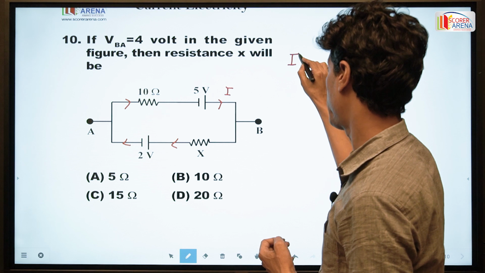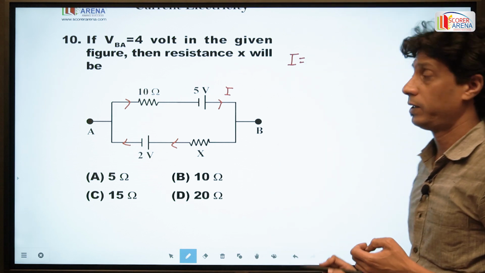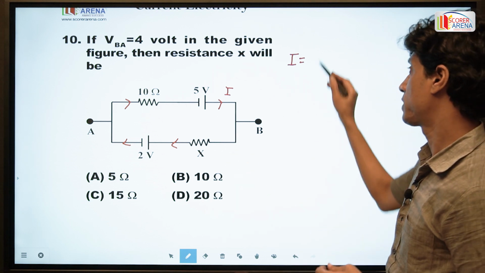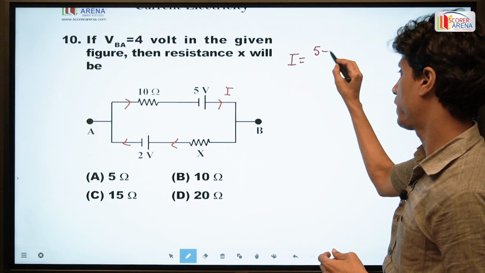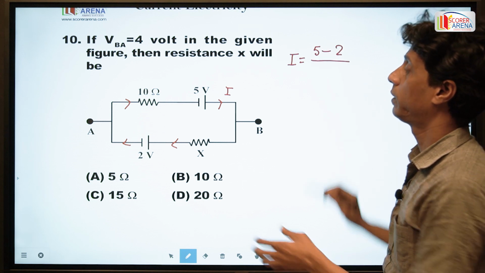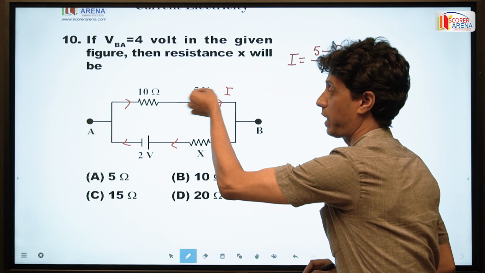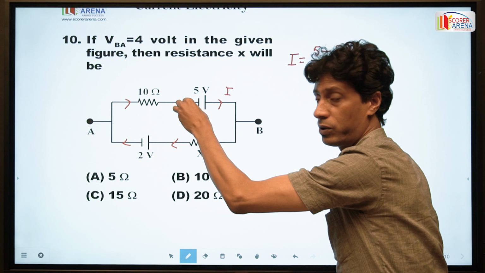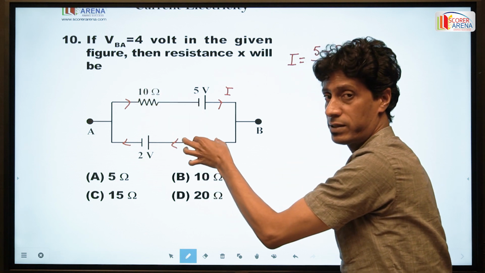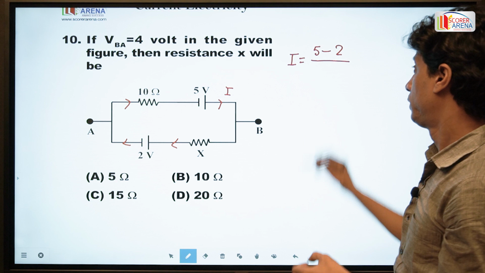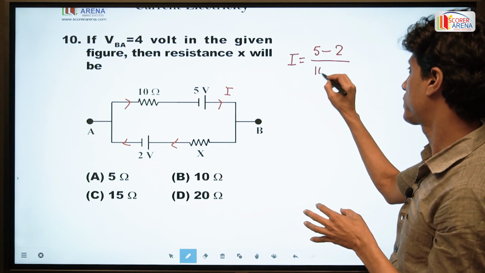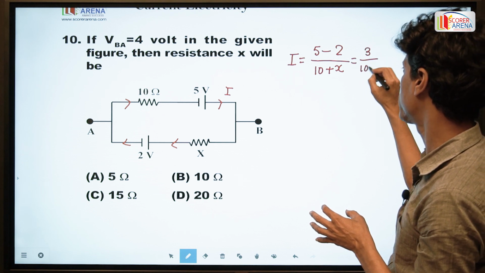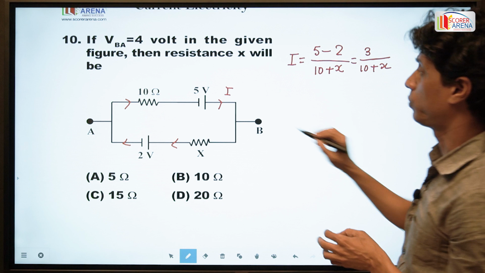So the current in this circuit, I, is equal to, since these two cells are connected in opposite polarity, 5 minus 2 divided by the total resistance, because the current passing through all resistances is the same. Since the current is the same for all resistances, this resistance and this resistance are in series combination. So the circuit resistance is 10 plus x, and the current is 3 divided by 10 plus x. So this is the circuit current.